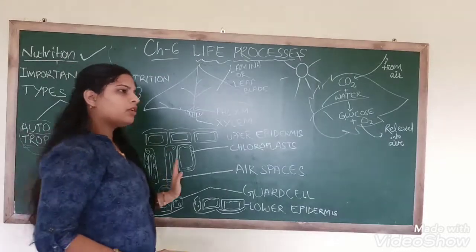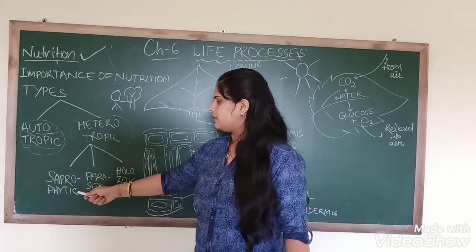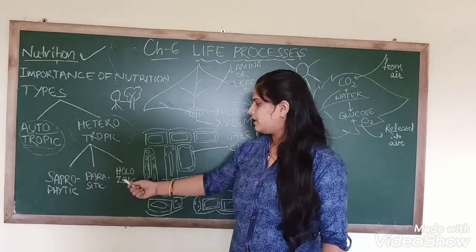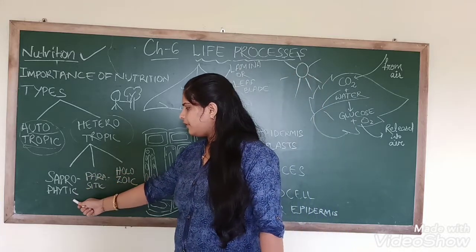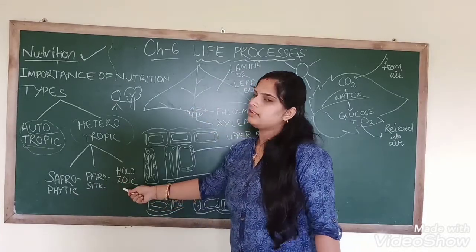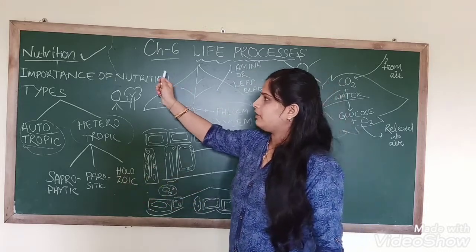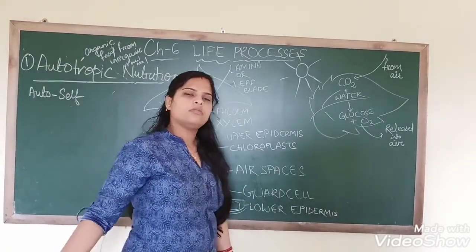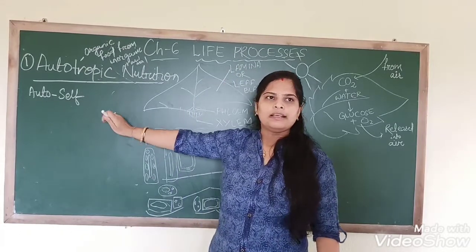But the heterotrophic mode of nutrition is classified into three categories. The first one is saprophytic nutrition, the second one is the parasitic mode of nutrition, and the third one is the holozoic mode of nutrition. What is saprophytic? What is parasitic? What is holozoic? That we will read later on. Now the first one is autotrophic nutrition. Auto means self and trophic means nourishment.